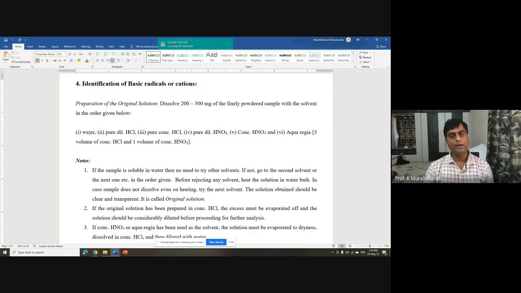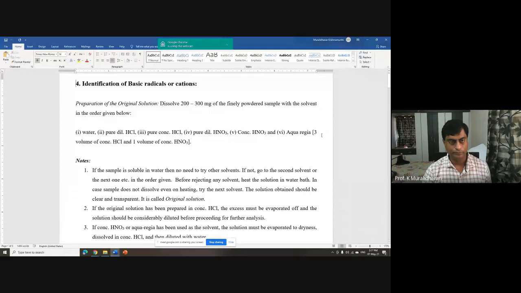If you are not getting a clear solution, then take another spatula of sample in another test tube and add dilute HCl and see whether it goes into the HCl solution and forms a clear solution. And if it is fine, leave it. If it is not going, go to concentrated HCl. Like that, you have to go one by one slowly up to aqua regia.